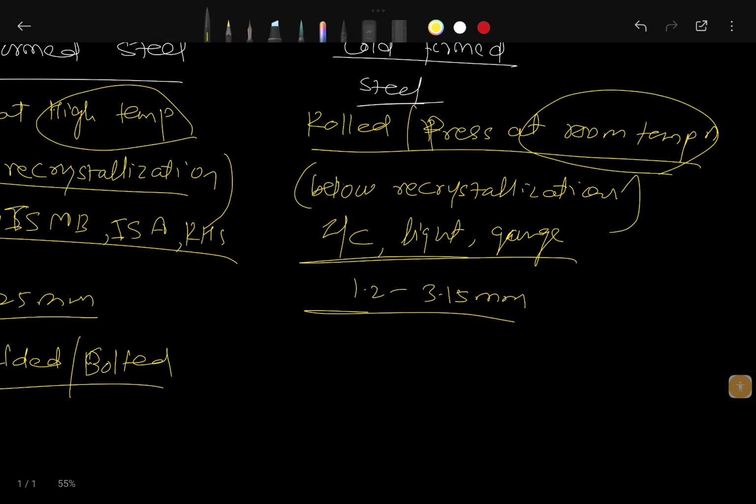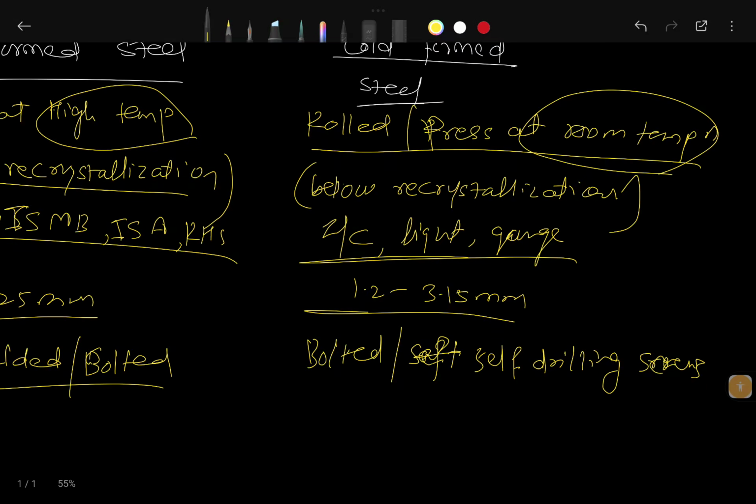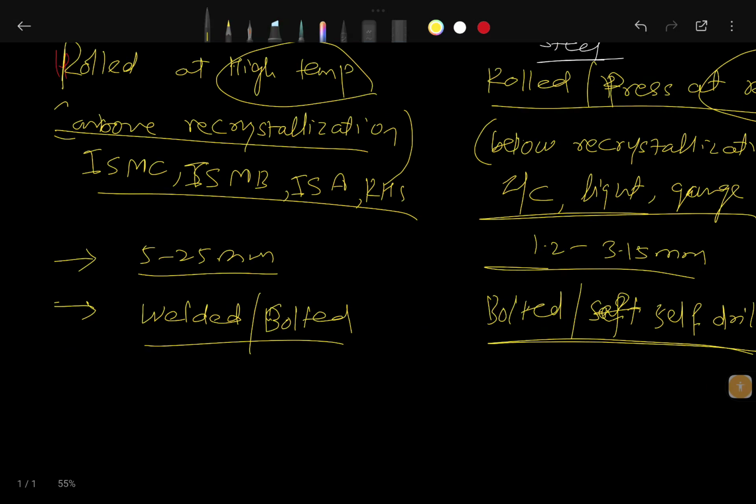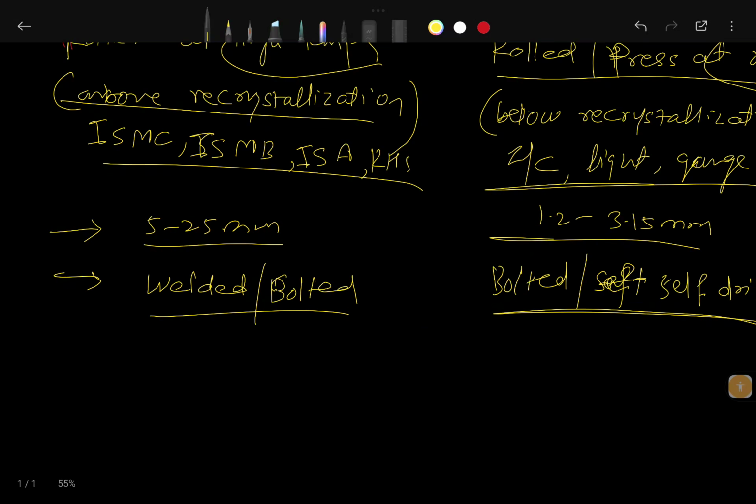But if we use a cold form member, then it should be bolted with self-drilling screws, and it should not be welded. Okay, secondary members we cannot weld.